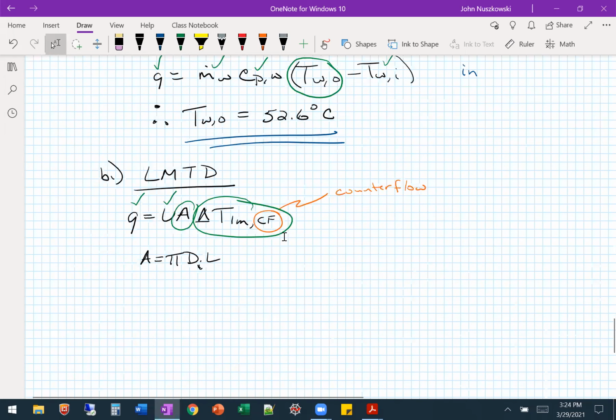We are ultimately trying to find length. That is our ultimate goal, and the length term is in this area. We have the diameter. So that means we need the log mean temperature difference, and that equation looks like this.